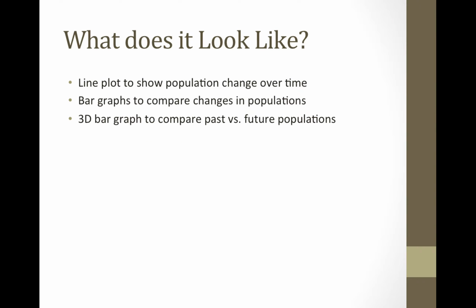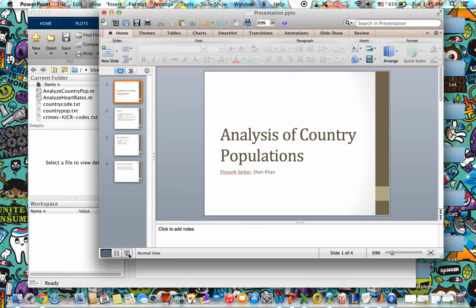So our data mostly consists of line and bar graphs to compare the populations of countries. And the line plot shows how population changes over time. And we have two types of bar graphs. The two-dimensional bar graph compares the changes in populations, and the three-dimensional bar graph compares the past and future populations. So let's see it in action.